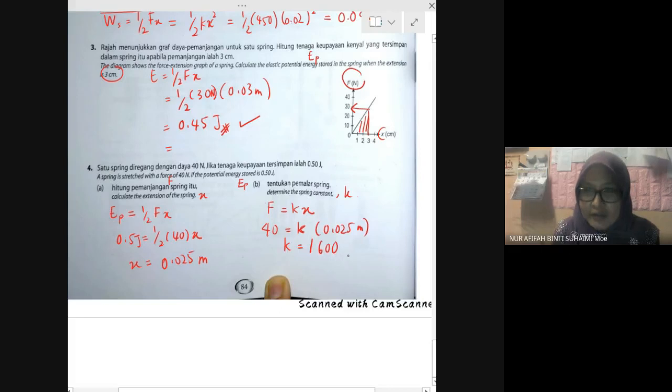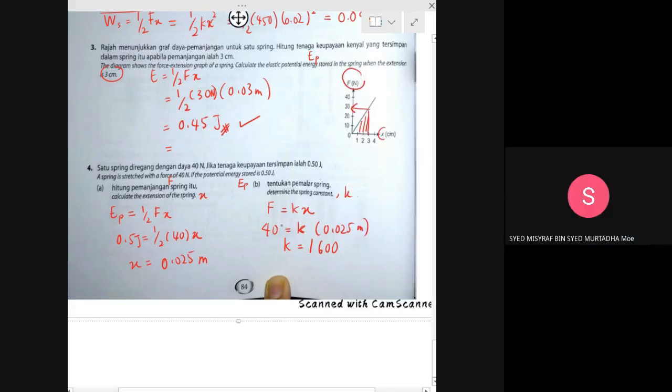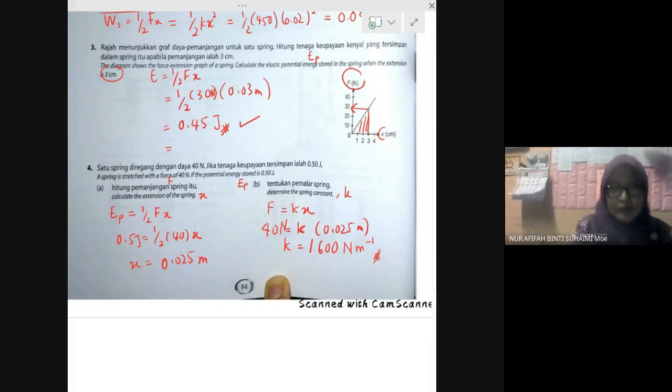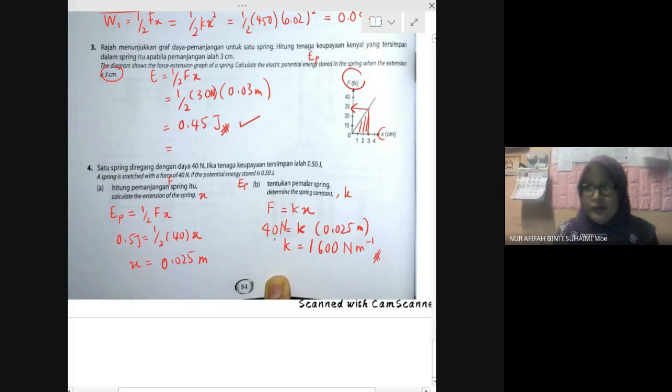What is the unit? This one we have Newton, this one we have meter. So the unit is Newton meter negative 1. Use SI units. The SI unit for length is meter, and the SI unit for mass is kilogram. To be safe, use SI units.